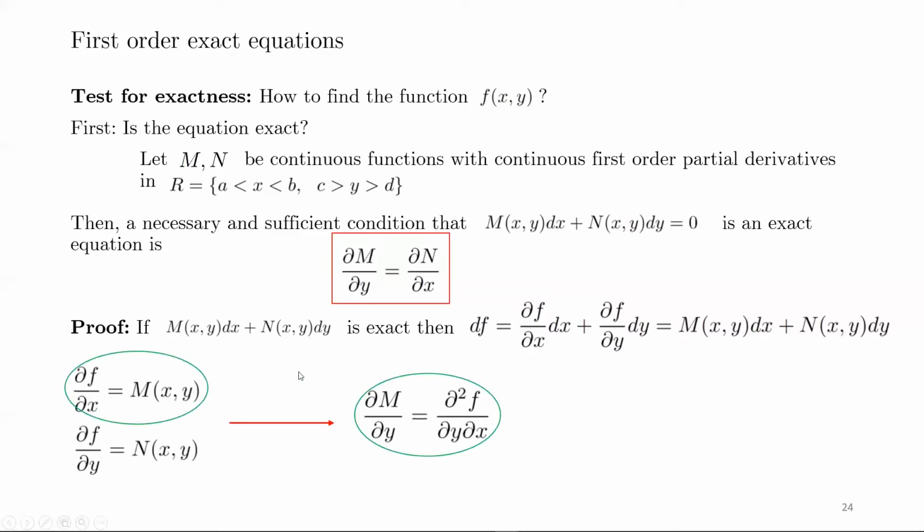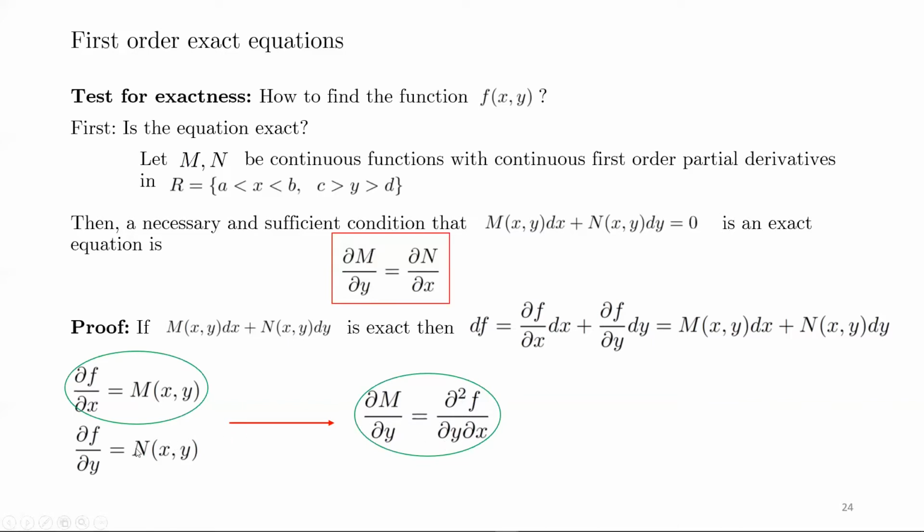Okay, well, I can take this term here, m, because m is just df by dx, and then I can take its derivative with respect to y, right? So dm by dy is simply the second derivative of f, with one derivative with respect to x and one derivative with respect to y.